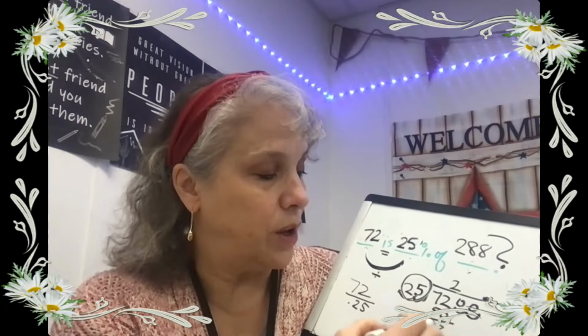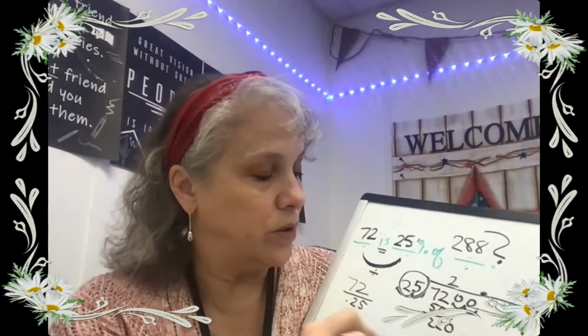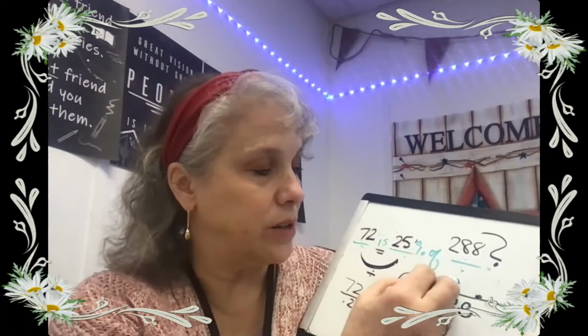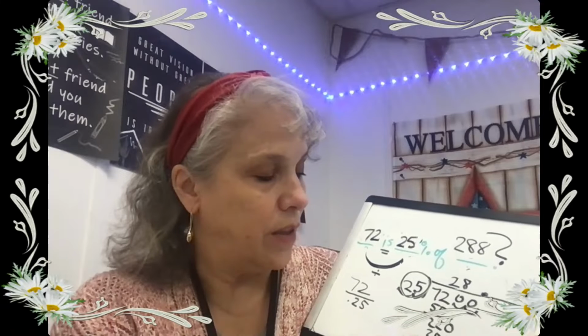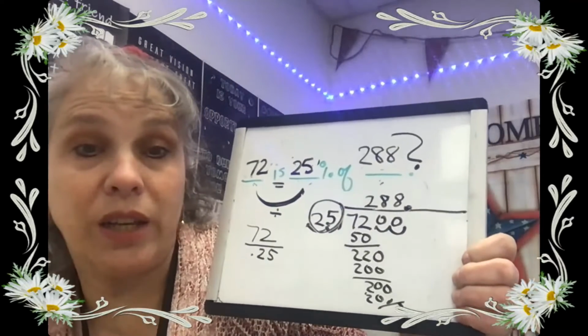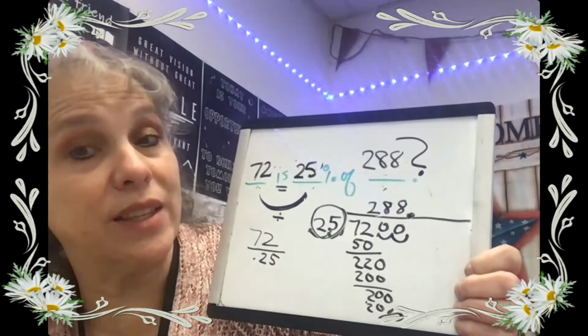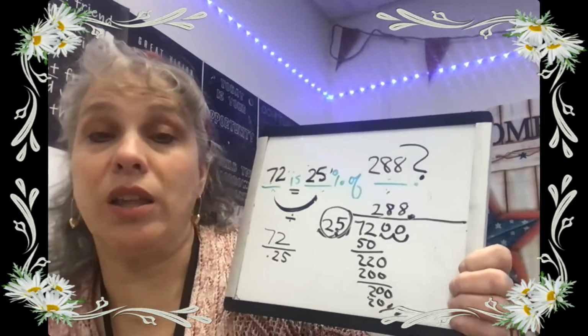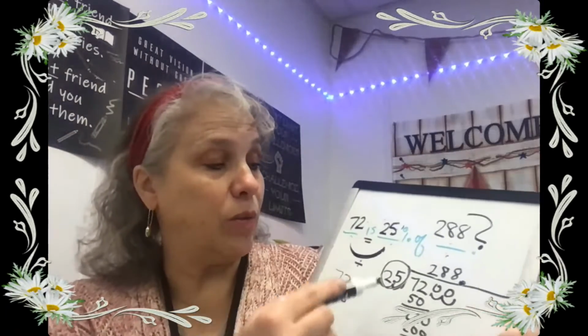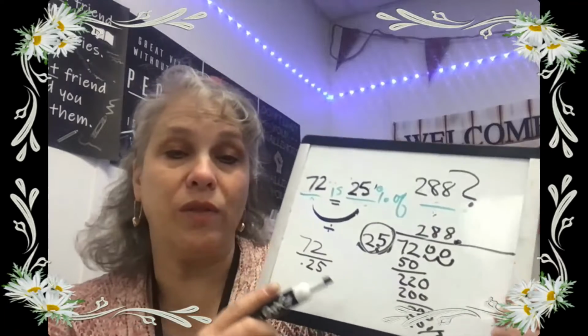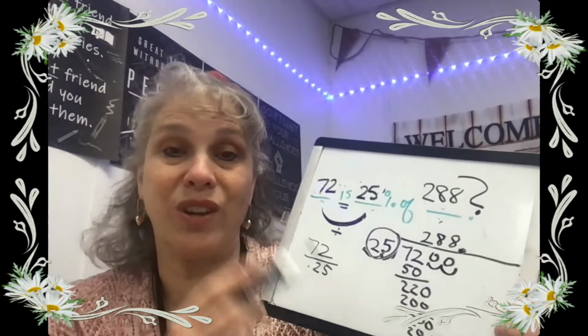Okay, and that would be 0. So there's going to be 8, which would be 200, and then 8 again, which would be 200, and now we're done. Okay, so I'm going to get the same answer either way. But this way right here helps you to know how to do it, even if you don't have a percent that you can make into a fraction easily.